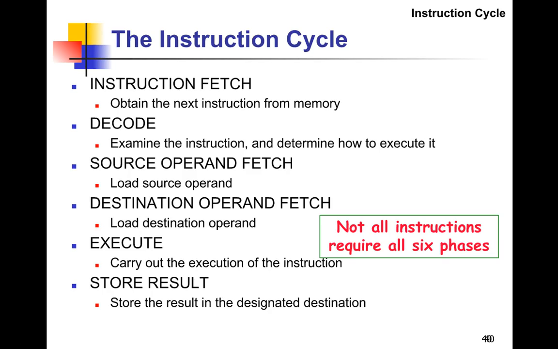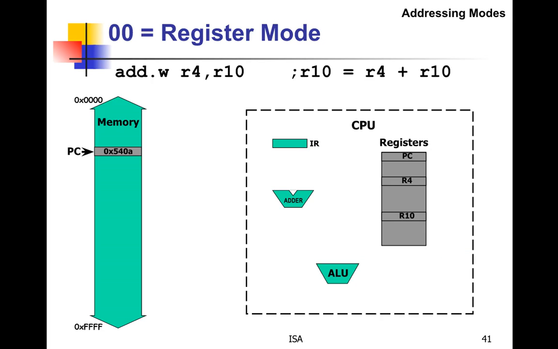So in some cases, not all 6 phases are required. Some like a jump instruction might not need all these phases. But in general, these are the phases that we go through for an instruction cycle. Let's look at that first instruction. Remember, it was an add word, whatever word is in R4 to whatever is in R10, and then store the result in R10. So how would that work?